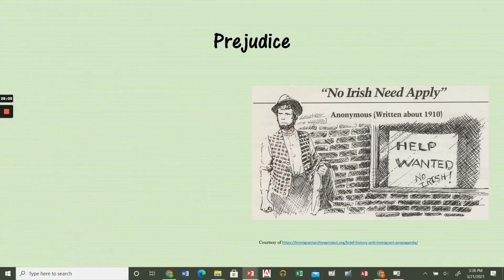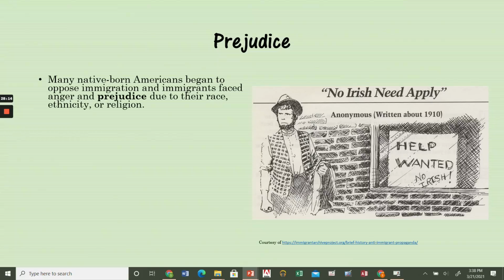I've mentioned it multiple times during this lecture, there was a lot of prejudice against immigrants during this time period. And so many native-born Americans began to oppose immigration. The immigrants faced anger and prejudice due to their race, ethnicity, religion. For instance, we talked about how America was a Protestant country, but now with the Irish, you had a lot more Catholics moving in. You had Jewish people moving in from Germany. You had the Chinese moving in from China, who not only had a different religion, but an entirely different race and ethnicity as well. All right, so there was lots and lots of prejudice.